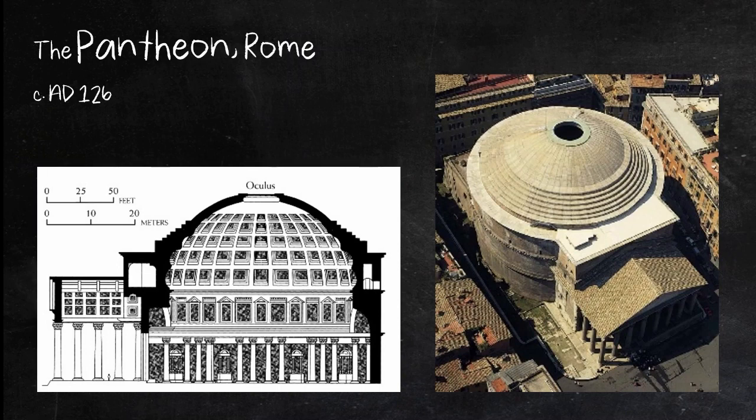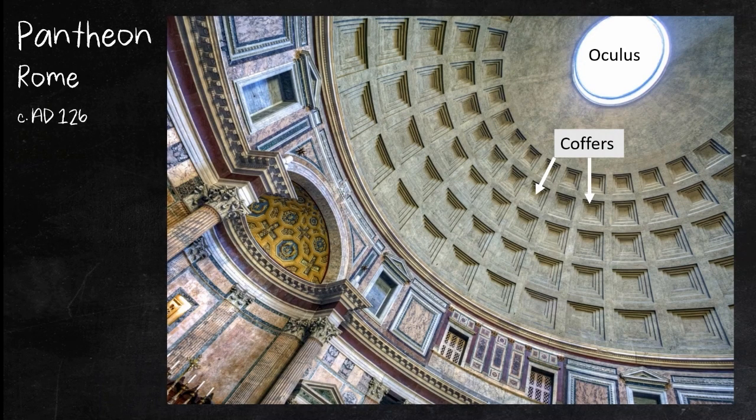So at the base, the aggregate, the chunks of brick or stone, are larger and heavier. And then at the top, they used pumice, a volcanic stone that is very porous and very light. On the dome's interior, even more weight was removed by creating these square recesses called coffers. Basically, the Pantheon is just one of the coolest things ever.